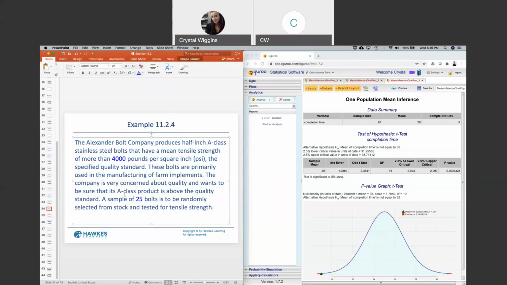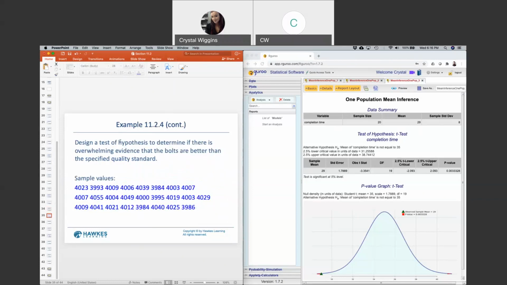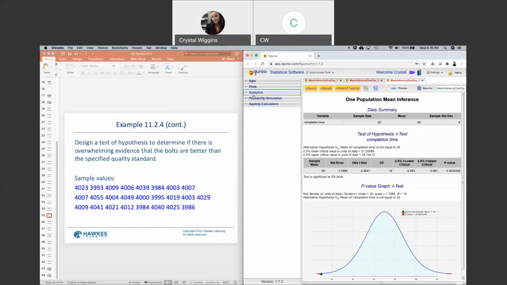There's a sample of 25 bolts that is randomly selected and tested for its strength. So we need to design a test, a hypothesis, to determine if there's overwhelming evidence that the bolts are better than the specified quality standard given the sample values. So we need to create a data set for this one. Before we even move on to writing the hypothesis, let's actually get the data set in there so that we can run the hypothesis test when we're ready.